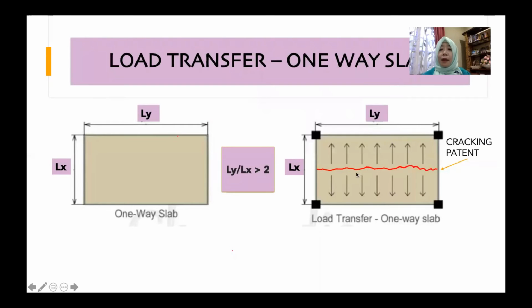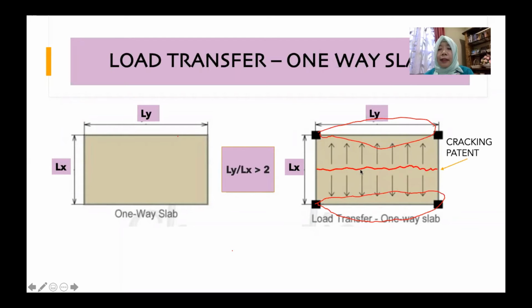Let's say this is the slab. Just now we have Ly, Lx. If our Ly over Lx is greater than 2, therefore the failure will be along this Ly. You can see the crack pattern here, along Ly. According to the crack pattern, we can determine the distribution of the load from the slab. Half of this, separated by the cracking pattern, will be supported by this beam. This one will be supported by this beam, while this area of slab will be supported by this beam.